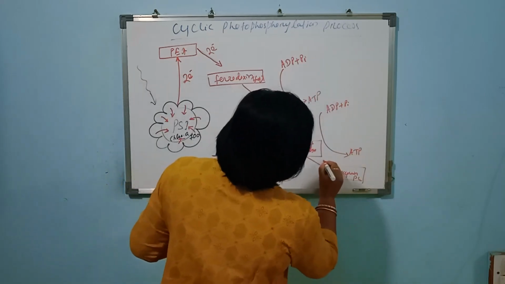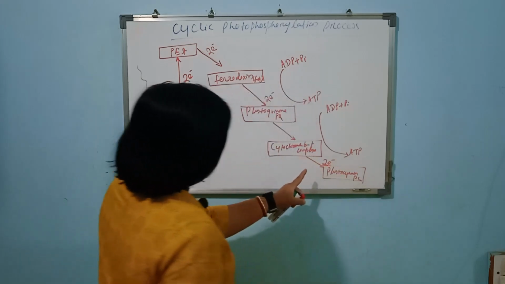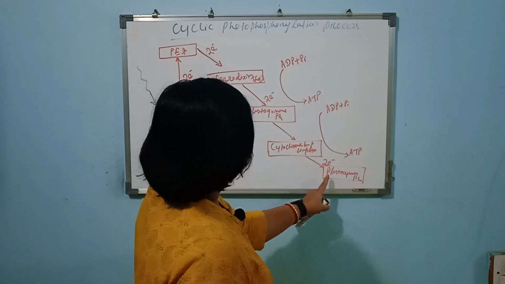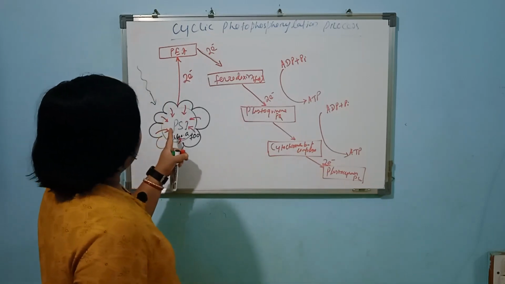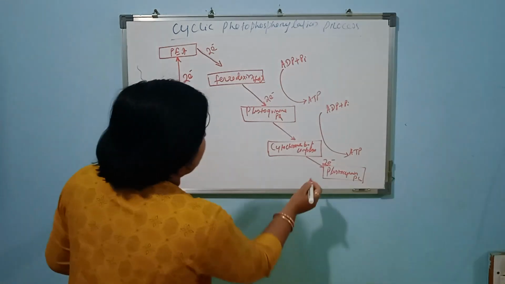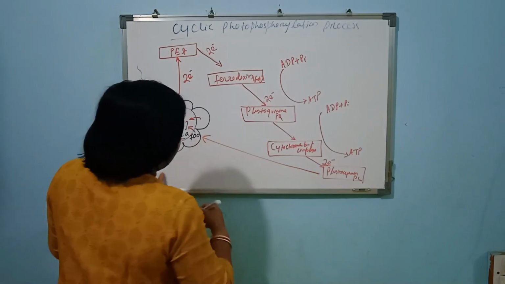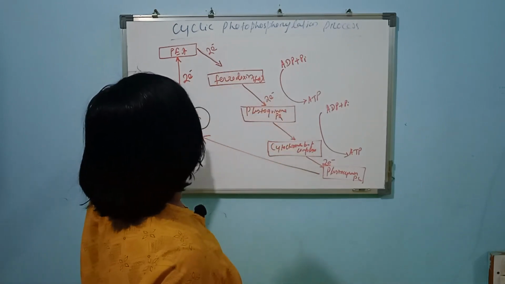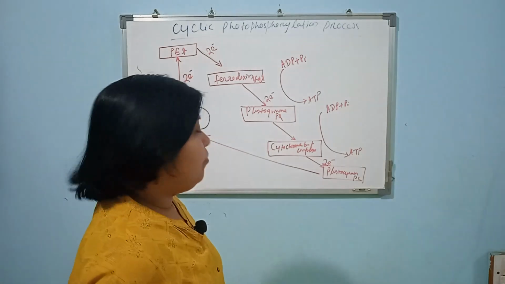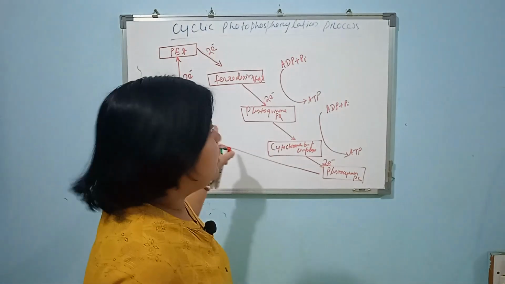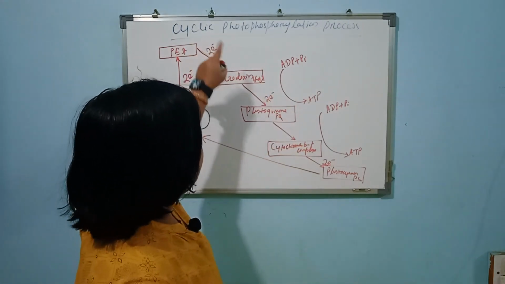After reaching here, these electrons pass from plastocyanin and once again return to their own reaction center, from where they had arisen. As they return to their own reaction center, or you can say their own pigment system, from where they arose, that's why this process is known as a cyclic process.